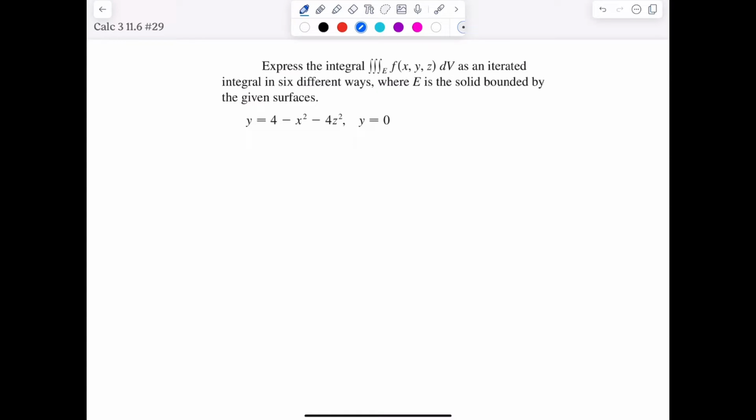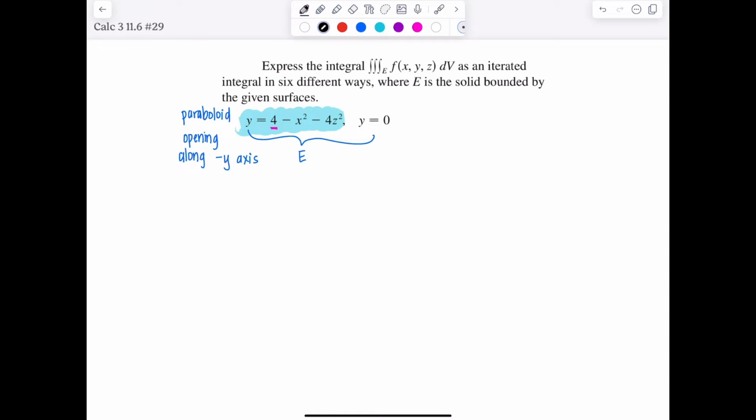So first things first, we need to graph the solid E in our three-dimensional coordinate system. These two surfaces determine E. Can you already tell what this first equation represents the graph of? It's a paraboloid, and since y is isolated and it's the non-squared variable, it's opening along the negative y-axis. It's also been shifted 4 units in the positive y direction because of this 4 here. If that's a little tricky for you to see, maybe review a little bit of your quadric surfaces from earlier.